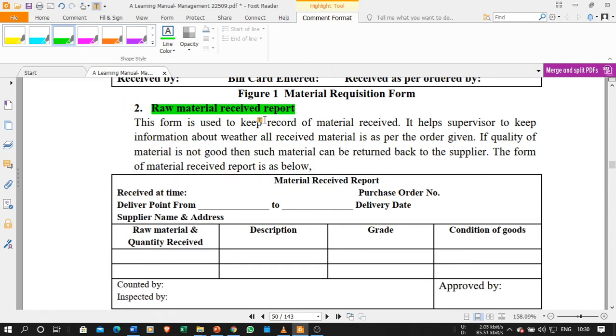Okay, so along with that he will give you the raw material received report. So this report is used to keep record of the material received. Okay, so this form is very useful to check out the inventory, that what is the quantity of the raw materials available in the industry at any point of time.